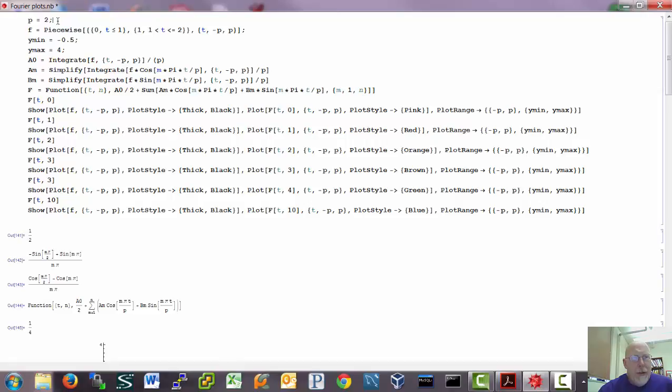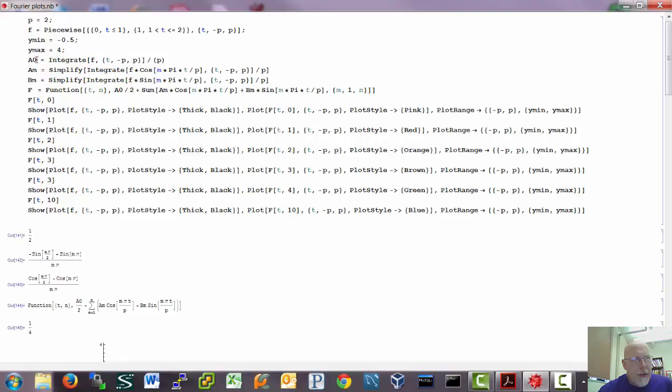So I'm asserting here that P is 2, and then I'm defining that function f. So I'm defining it to be piecewise, and I'm saying it's 0 for t less than or equal to 1, and it's 1 for t in between 1 and 2. And then I'm saying that t is restricted to the range from minus p to p. This y min and y max, you don't need to worry about that. That just helps control the way some plots are going to look as we go down below.